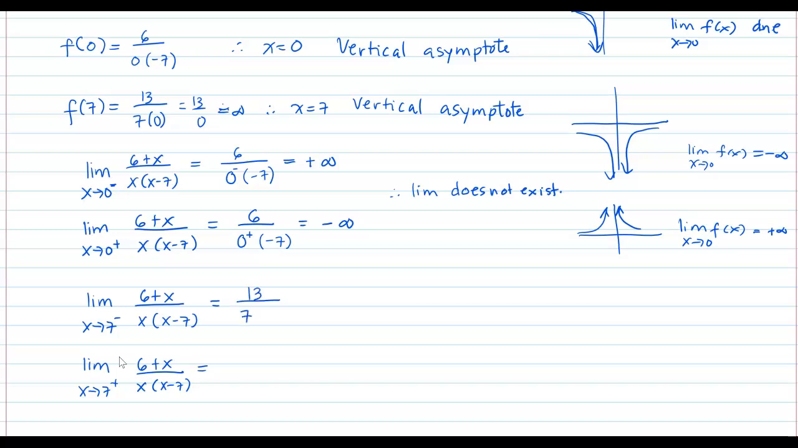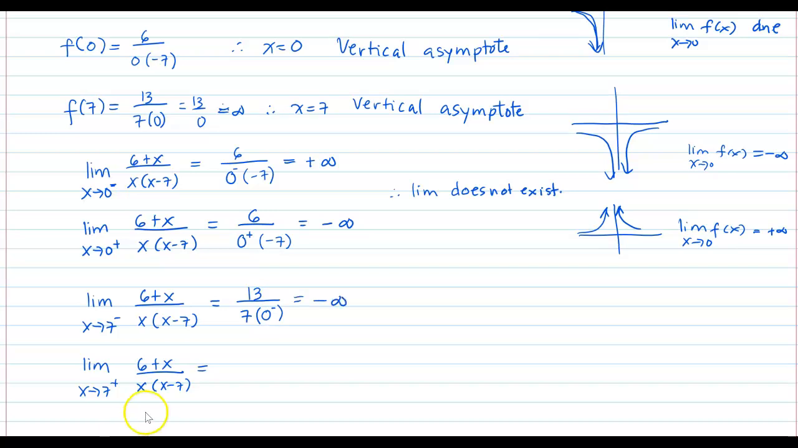And then 7 times, now we have 7 minus, so that means the left-hand side of 7. What are the values at the left-hand side of 7? Like 6.9. If you have 6.9 minus 7, a number less than 7 minus 7, you have 0 minus. So the answer is close to 0, but it's coming from a negative value. So that means 13 over 0 minus is negative infinity.